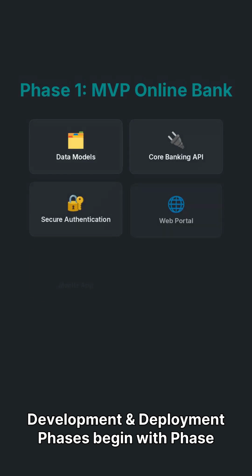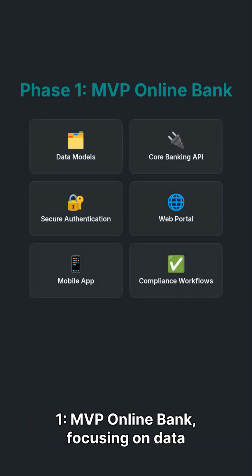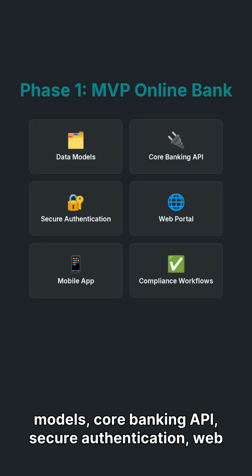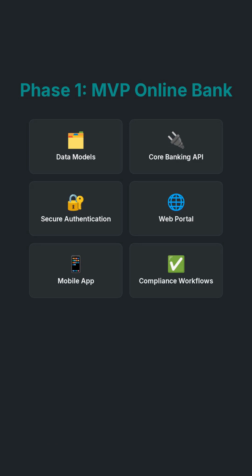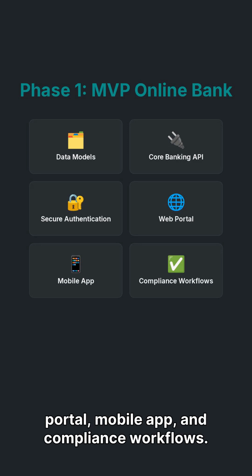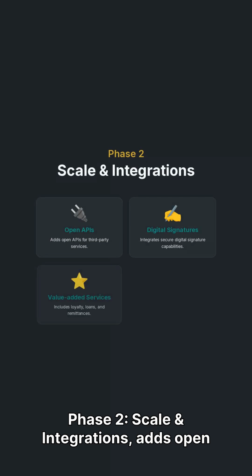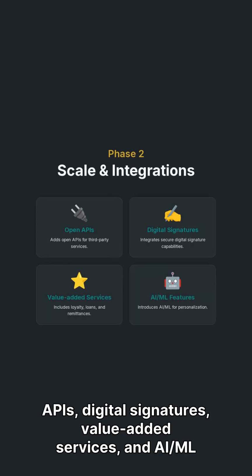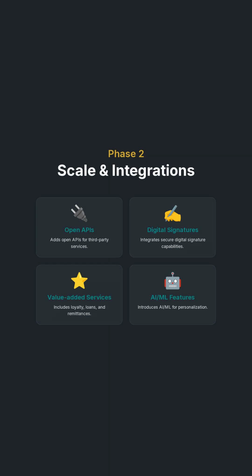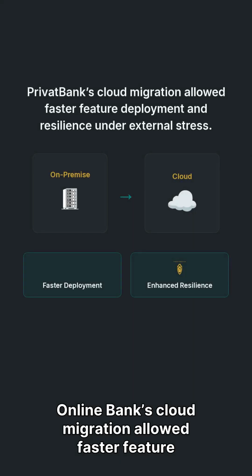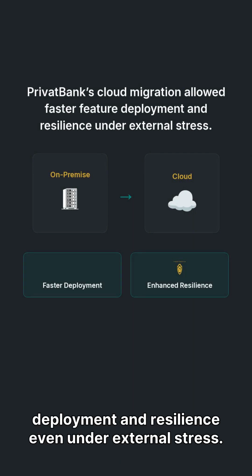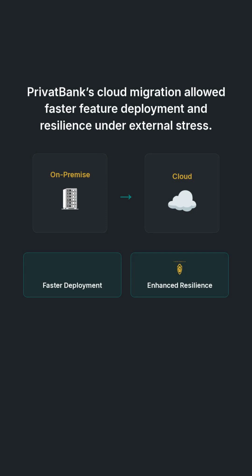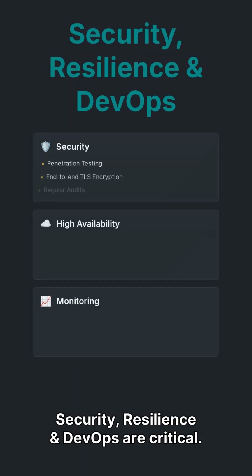Development and deployment phases begin with Phase 1, MVP Online Bank, focusing on data models, core banking API, secure authentication, web portal, mobile app, and compliance workflows. Phase 2, Scale and Integrations, adds open APIs, digital signatures, value-added services, and AI or ML features for personalization. Online Bank's cloud migration allowed faster feature deployment and resilience even under external stress. Security, resilience, and DevOps are critical.